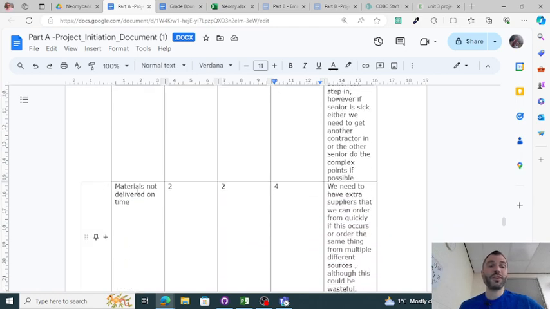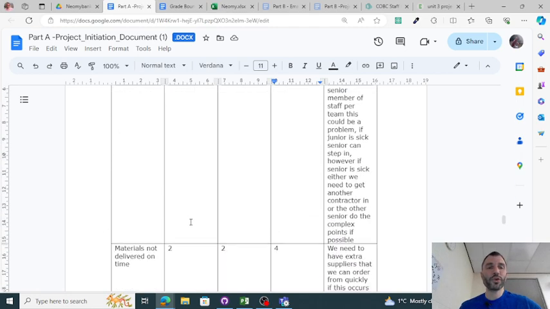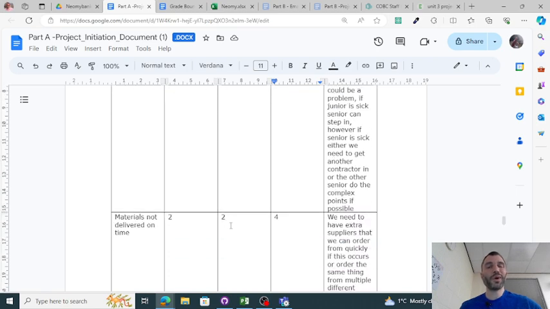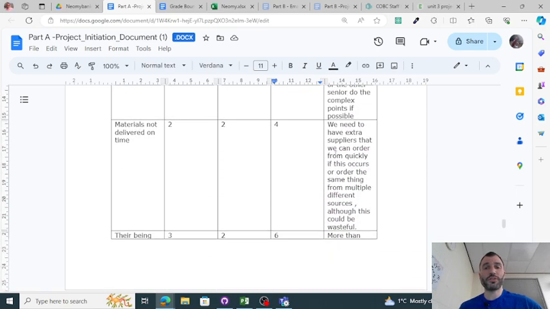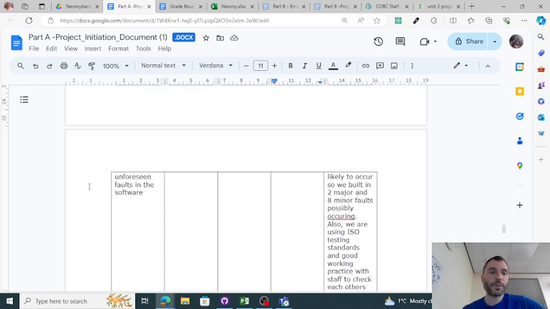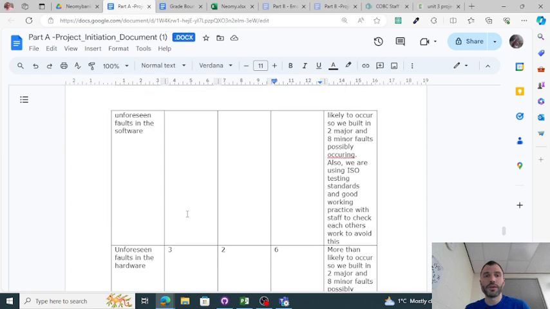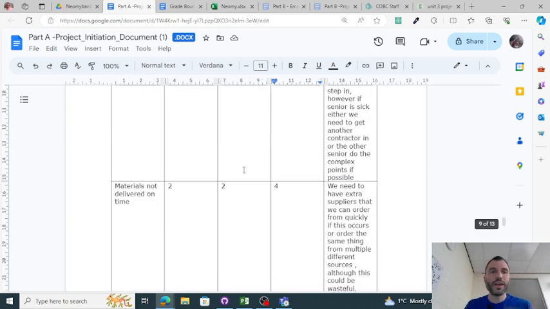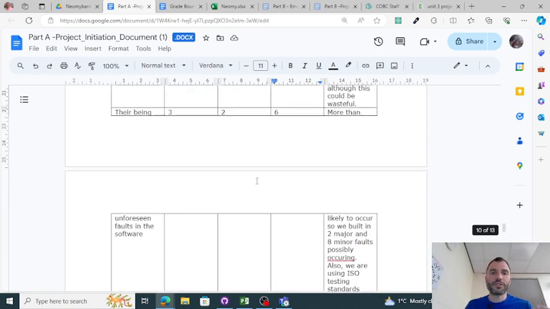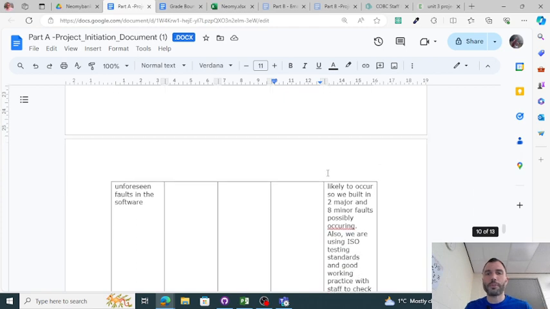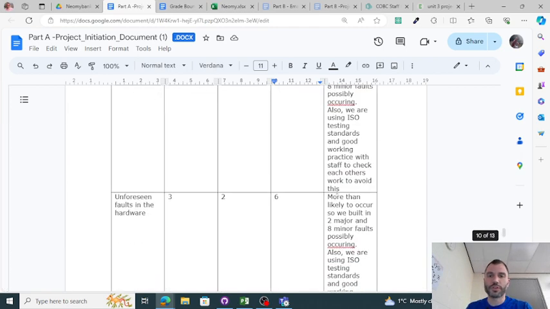Then materials not being delivered on time. Possible, quite high impact, so severity is 4. We need to have an extra supplier perhaps. We can order the same things from them, or order multiple things, but that could be wasteful, I said. Other risks, there being unforeseen faults, right? More likely to happen. 3, impact 2, 6, overall severity on the project.